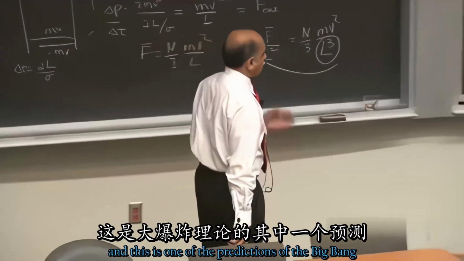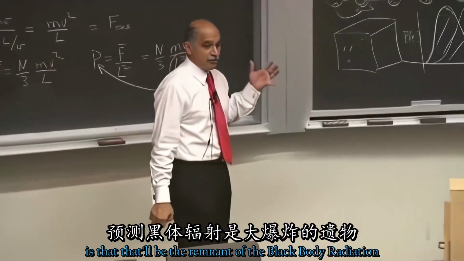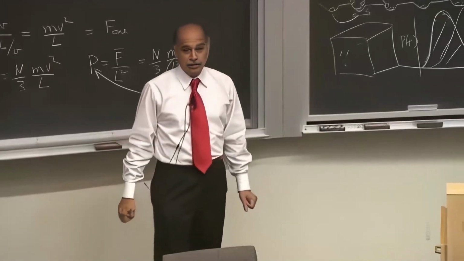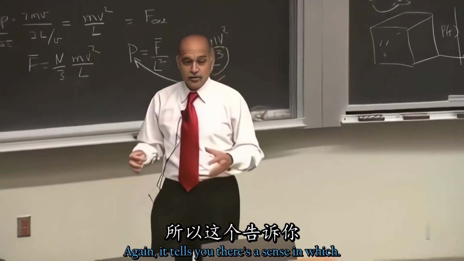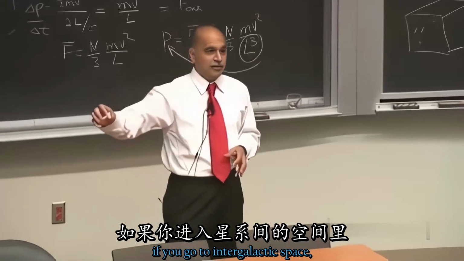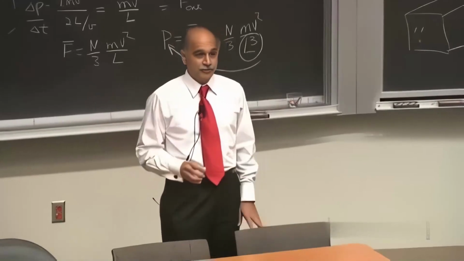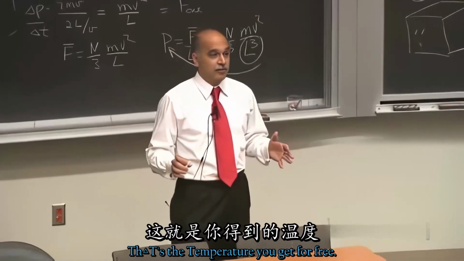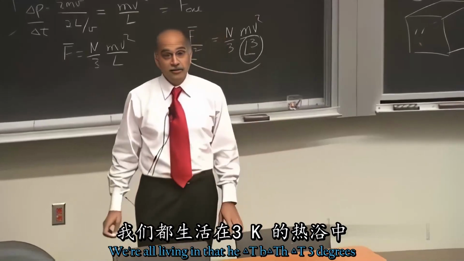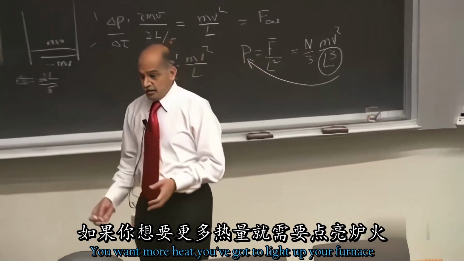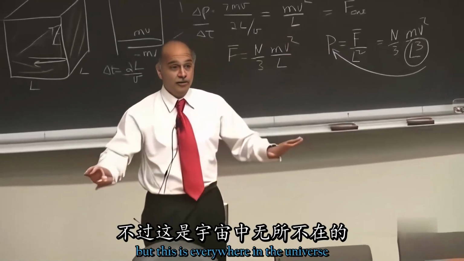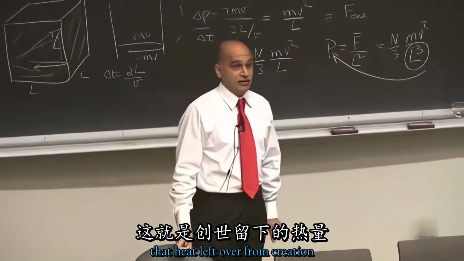And this is one of the predictions of the Big Bang, that there will be the remnant of the black body radiation. Again, it tells you that in a sense, if you go to intergalactic space, that is your temperature. That's the temperature you get for free. We're all living in that heat bath at 3 degrees. You want more heat, you got to light up your furnace, but this is everywhere in the universe, that heat left over from creation.